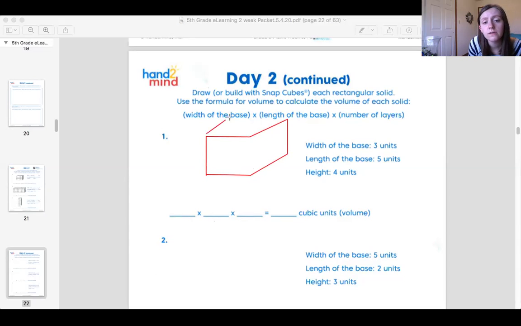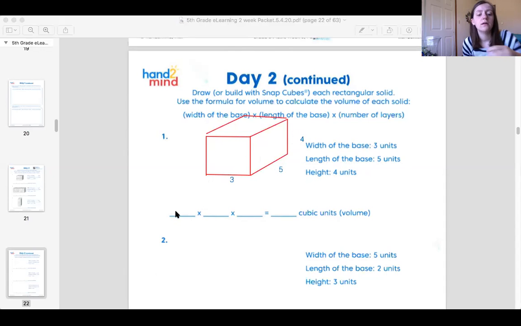So I'm going to draw it. I'm going to make it look like a nice little 3D shape here. Okay, and yours doesn't have to be perfect. We can all see that mine is not perfect. But as long as you label it, that is the main thing that I care about. Okay, so we're gonna call it 3 units wide, 5 long and 4 high.